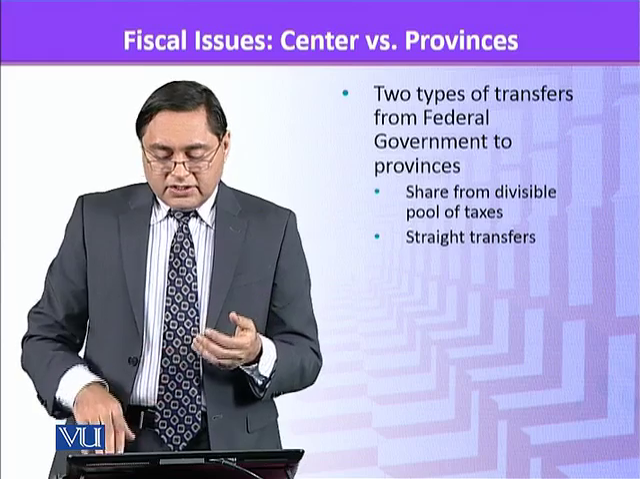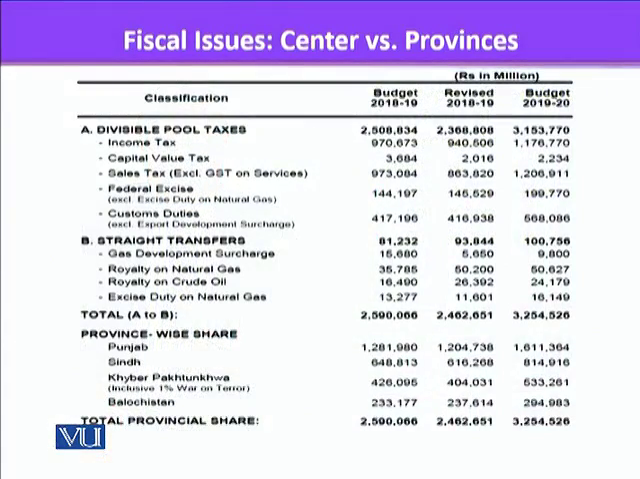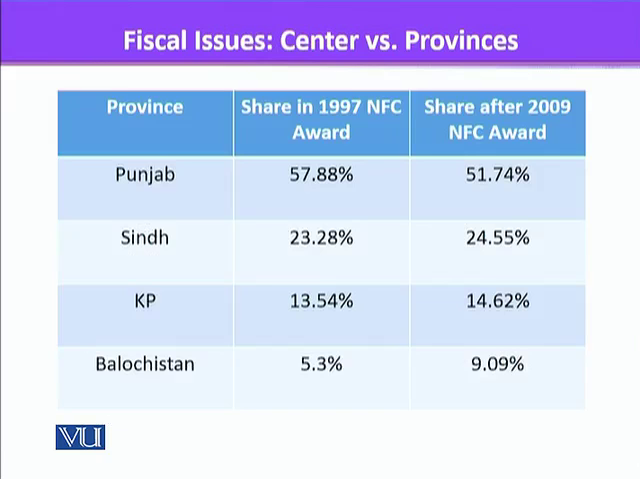So there are two types of federal transfers to the provinces. One is from the divisible pool, which you can see here on the top, A, which is mostly based on taxes collected by the federal government. And then there are the state transfers, which go to the province from which a resource is being collected. So gas development charge is based on how much gas from that province has been taken out. Crude oil royalty is also based on how much oil has been drilled from a province. Divisible pool is based on the division which I have shown you before: 51% goes to Punjab, 24% to Sindh, KP has 15% and Balochistan 9%.